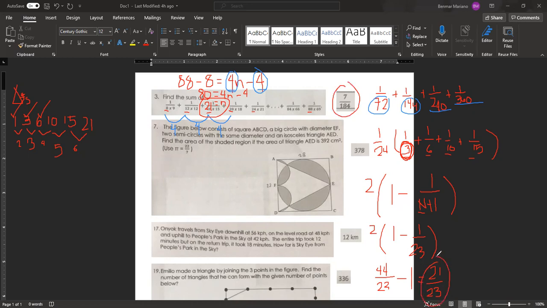We will multiply this. Notice that, again, 21 over 23 is actually this part. So what we need to do is to multiply 21 over 23 by 1 over 24. So 21 over 23 times 1 over 24 would be equivalent to 7 over 184.